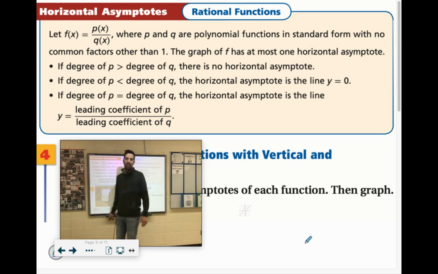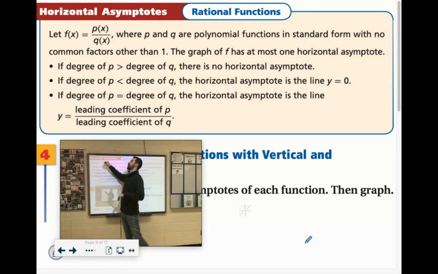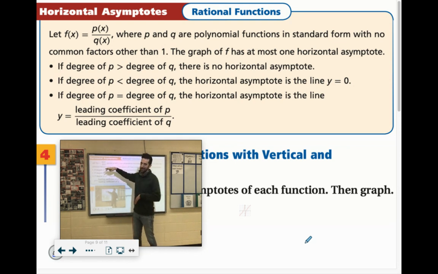Oh, hello. This next part looks a little dicey. Check this out. Let f of x equal p of x over q of x. They don't have any common factors. This is going to tell us all about the asymptotes. All right, check out these sweet asymptotes right here. We got vertical asymptotes. We got horizontal asymptotes.